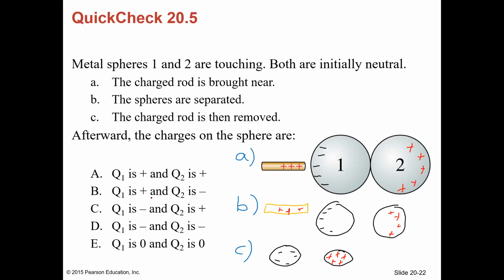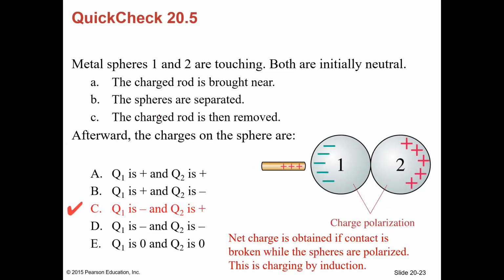Okay, so that's the answer here. Sphere 1 is negative, sphere 2 is positive. So this is another example of charging by induction. We use polarization to separate the charges, and then we did something physical. We physically separated the two spheres, right? Sphere 1 and sphere 2.